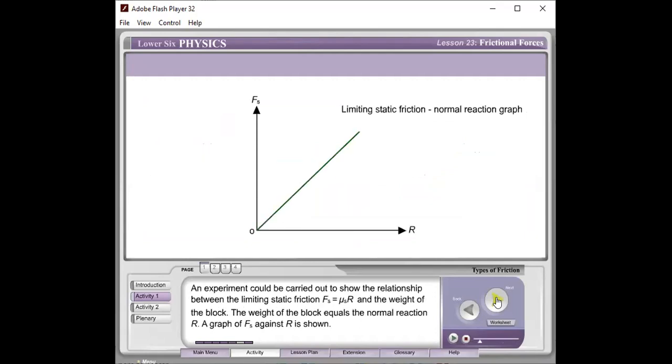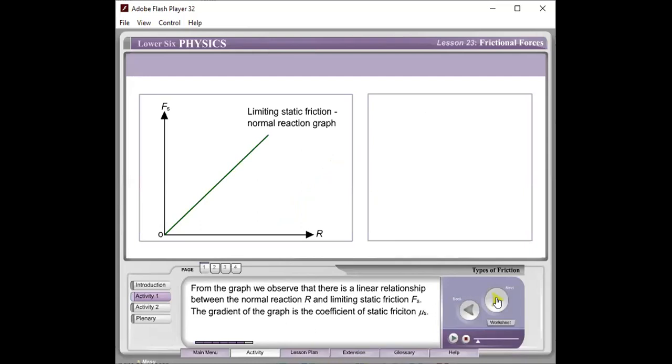An experiment could be carried out to show the relationship between the limiting static friction, Fs, and the weight of the block. The weight of the block equals the normal reaction, R. A graph of Fs against R is shown. From the graph, we observe that there is a linear relationship between the normal reaction, R, and the limiting static friction, Fs. The gradient of the graph is the coefficient of static friction, mu s. Fs equals mu s R, where Fs is the limiting static friction, R is the normal reaction, and mu s is the coefficient of static friction.